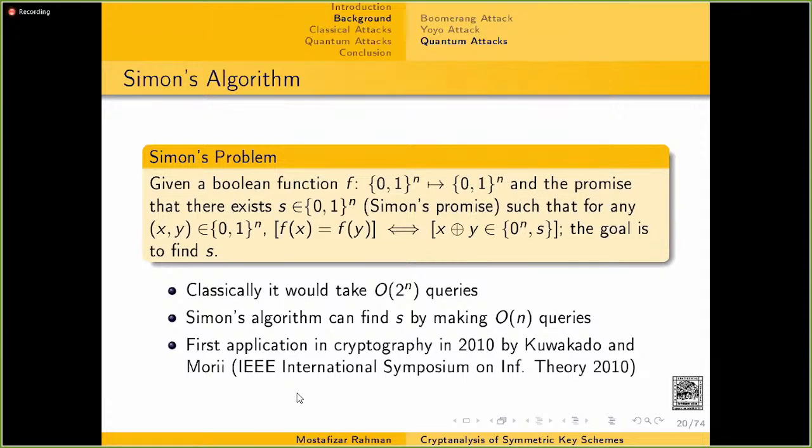So the problem that can be solved in exponential time with classical queries can now be solved in linear time. The application of this algorithm was first shown by Kuwakado and Morii in their 2010 paper on the 3-round Luby-Rackoff construction.